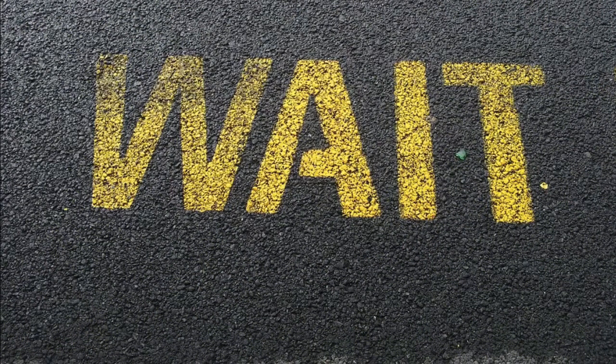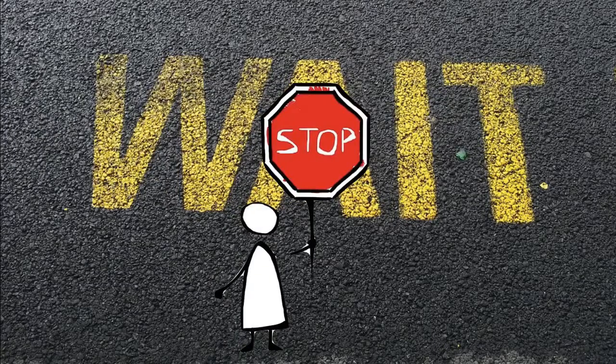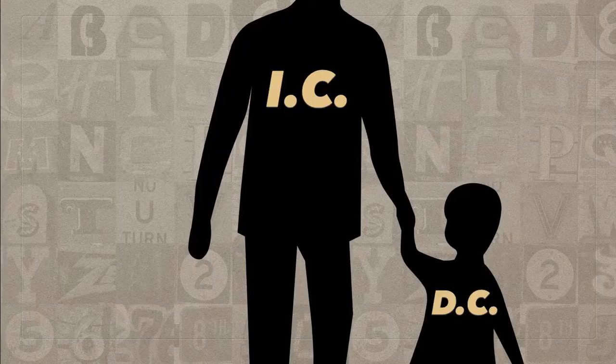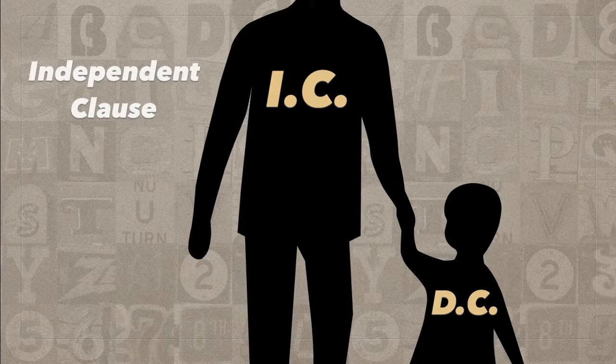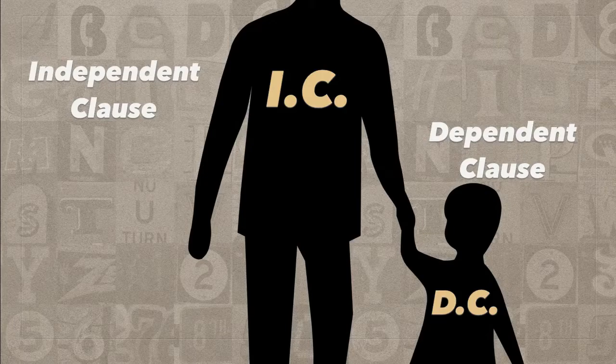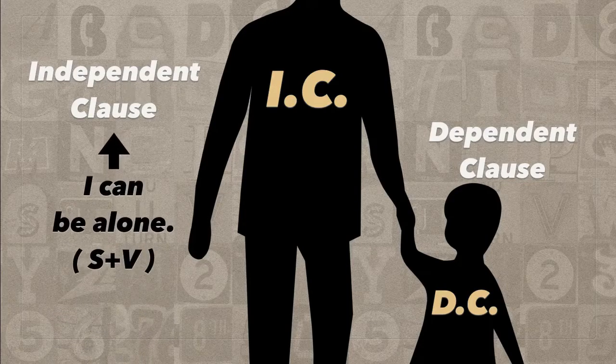But wait, before we talk about those four sentences, we need to talk about one other thing. IC and DC. Do you know what those are? IC is an independent clause, and DC is a dependent clause. What does that mean? Well, the word independent means that it can stand alone. Here we have an adult.